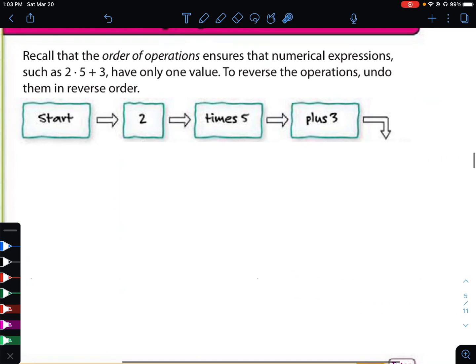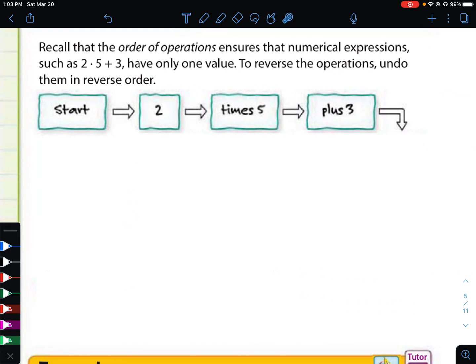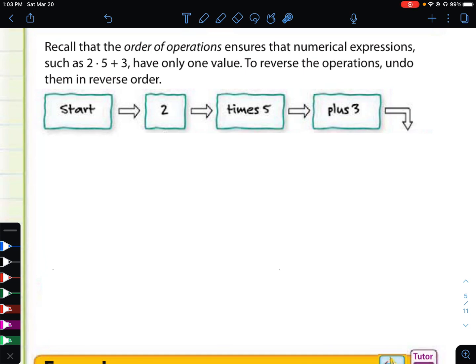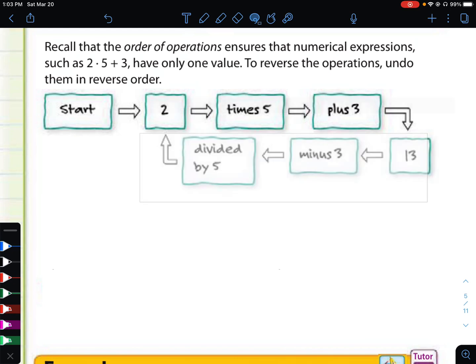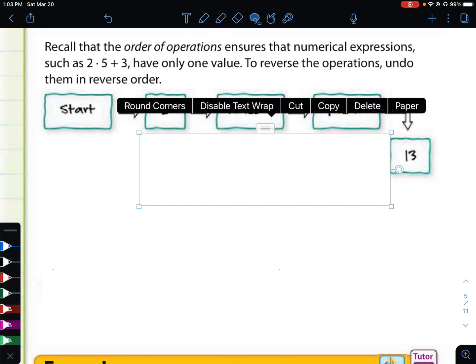So to reverse the operations, undo them in reverse order. Start first with our problem, 2 times 5 plus 3. That's what we have here, 2 times 5 plus 3. And we know that 2 times 5 plus 3 will give us 13. So if we reverse it, that gives us 13 right there.